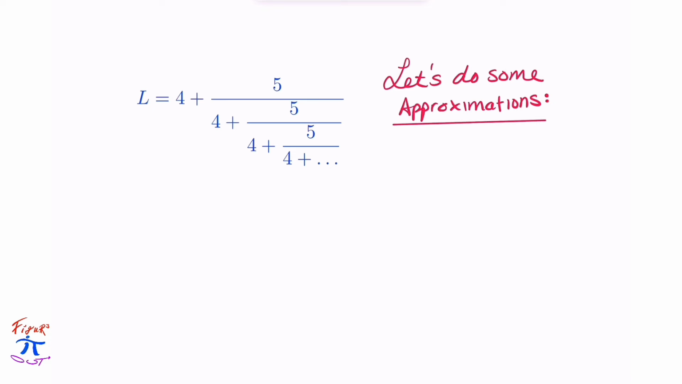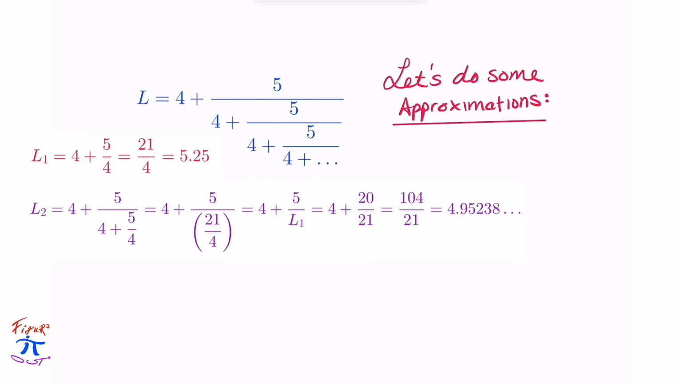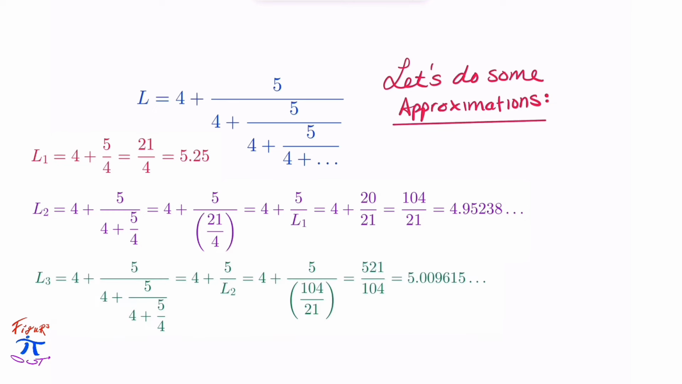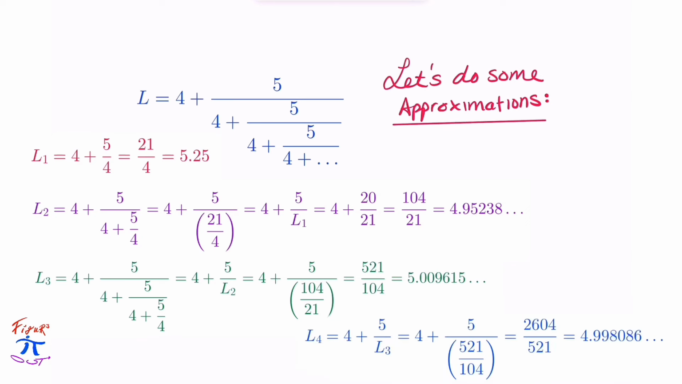For now, let's do a few approximations. On first approximation, we'll take 4 and add 5 fourths to it, giving us 21 fourths, or 5.25 as our initial estimation. For L2, we'll take 4 plus 5 over 4 plus 5 over 4, and that's 104 over 21, which is 4.95238. Third approximation: we'll get 4 plus 5 over 4 plus 5 over 4 plus 5 over 4, giving us 521 over 104, which is approximately equal to 5.009615, and then the fourth approximation, 4.998086. So it appears that if we continue this process, we're approaching a limit of 5.